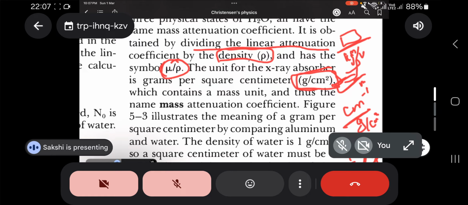And always remember, what is mass attenuation? Linear attenuation divided by density. What is the symbol? Mu by rho. So these are the questions basically. If they are asking you, is it true that the mass attenuation coefficient is linear attenuation divided by density? Obviously it is true. First question. Second question, what is the unit of mu by rho, the mass attenuation coefficient? Gram per centimeter square. Can you please derive it? Yes, I can derive it. Just derive it in your notebook and then answer it.